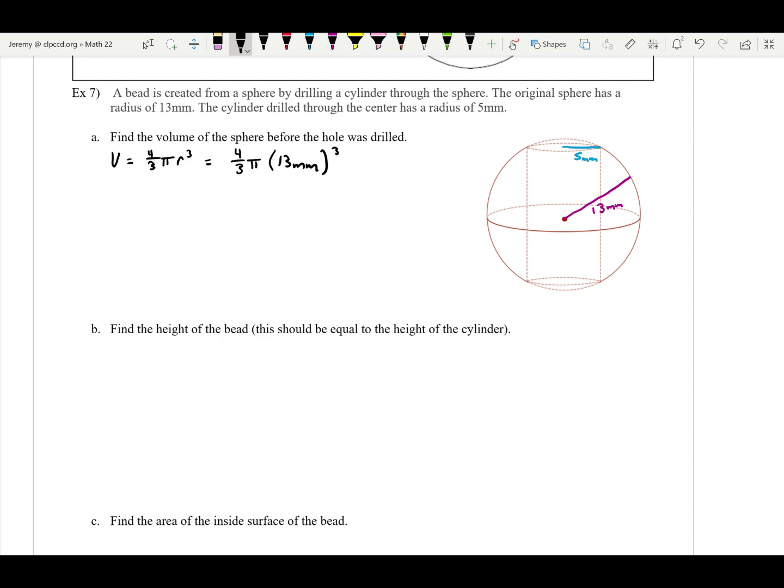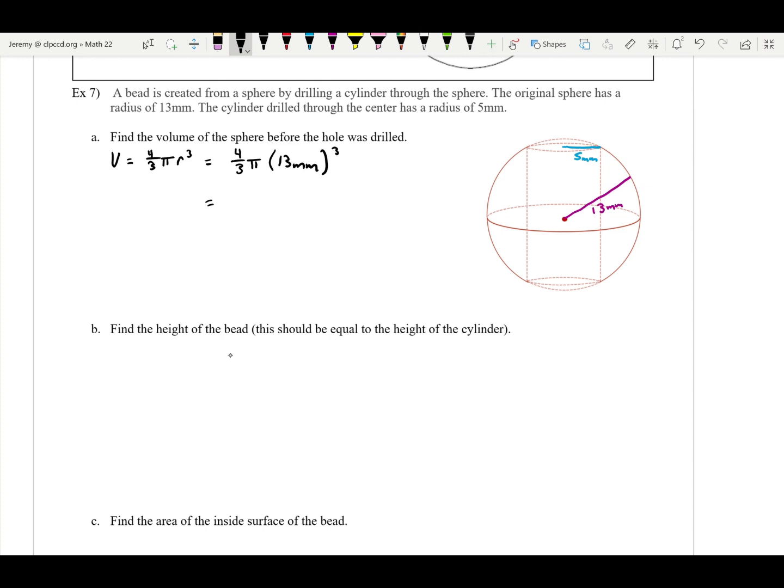Okay, you don't really need to write millimeters in there if you know what the units are going to be at the end of the problem, but sometimes I like to do it just to demonstrate why we end up with millimeters cubed in this case. So anyway, I'll multiply all this out, definitely use my calculator. I don't know what 13 to the third is. Okay, and then 13 to the third, multiply that by 4, divide that by 3. I don't get a super nice number. I might write it like this first.